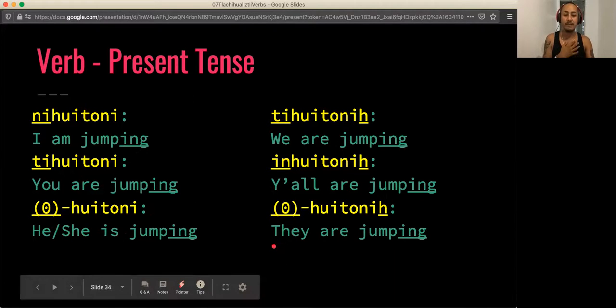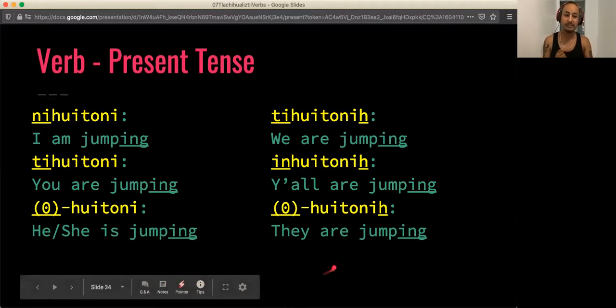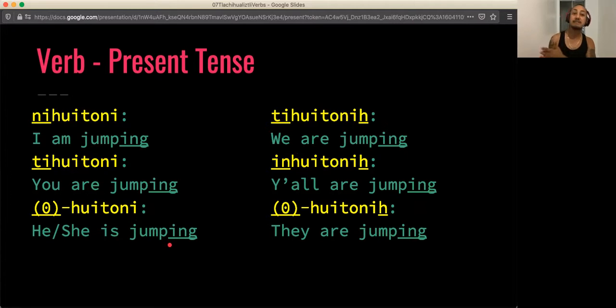And I want to point out that just like in Spanish, when you say yo brinco, it means I jump, but it also means I am jumping. So Nahuatl does the same thing. If you say I jump, which is nihuitoni, you are also saying I am jumping. It means both things. You could be talking about I jump in general, or let's say I'm actually jumping right now, I could say nihuitoni. So it means I jump and I am jumping, and it applies to all 6 of these forms.